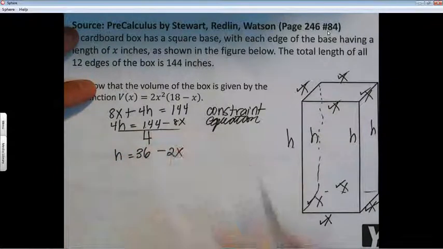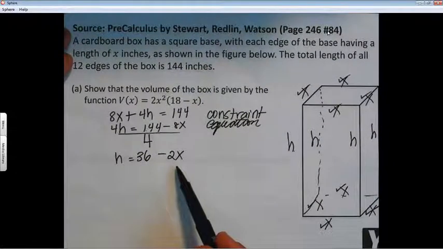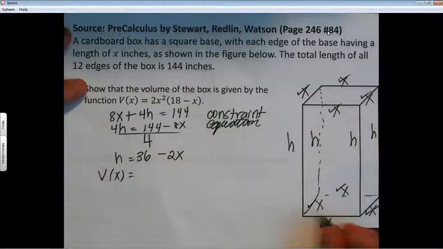So we're going to solve this for h. We get 4h is equal to 144 minus 8x. If I divide everything through by 4, 144 divided by 4 is 36.